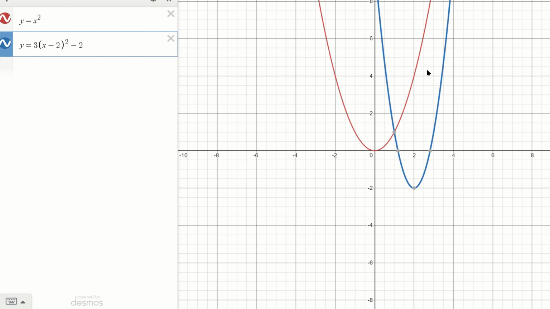Now, at this time, we don't have the skills to get a super accurate graph of these. Later we will, but for now, I just want you to have a good idea of these transformations. The point is not a super accurate graph of a parabola at this point in the term, but rather understanding these transformations.